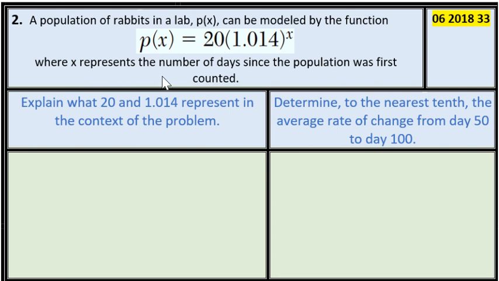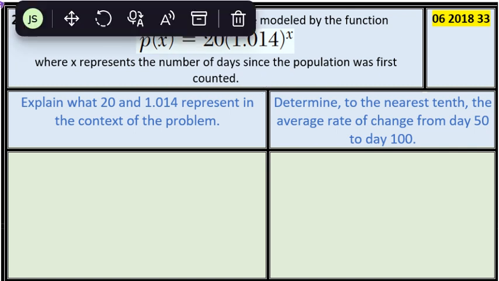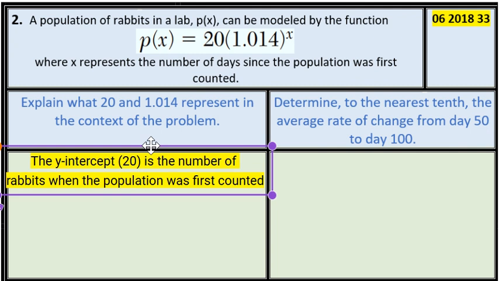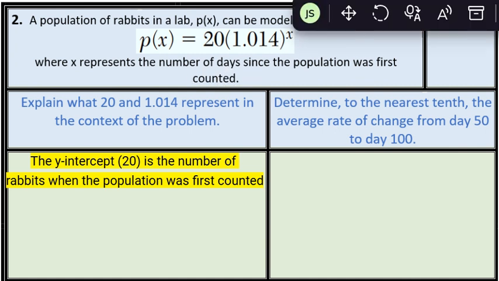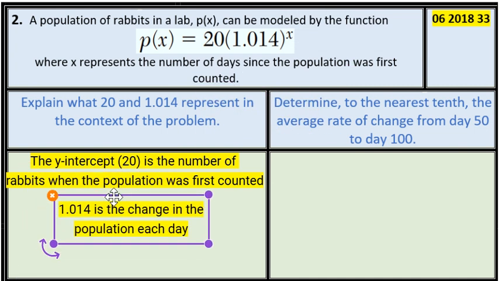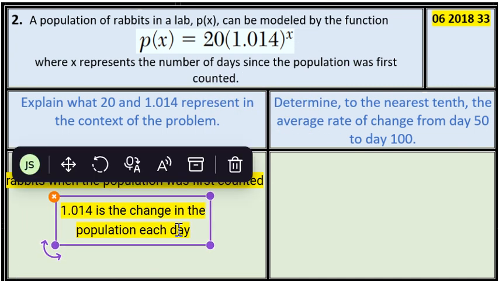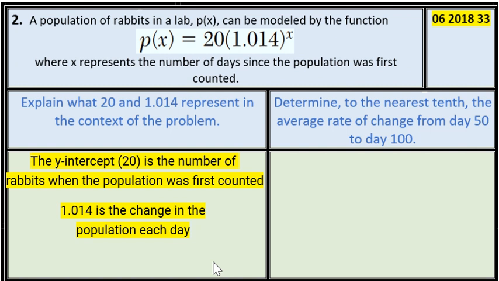So they said the number of days since the population was counted. So the first count of that population, there were 20 rabbits. When they first counted the rabbits, they had 20 of them. Next, the 1.014. The x is measured in days. So the 1.014 tells us the change, in this case, the increase in the number of rabbits per day on average.